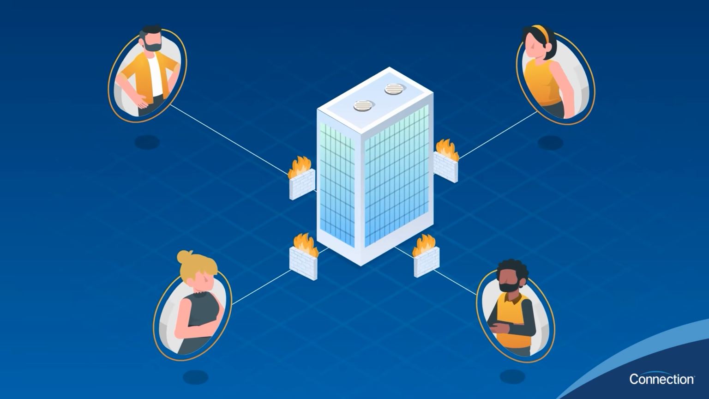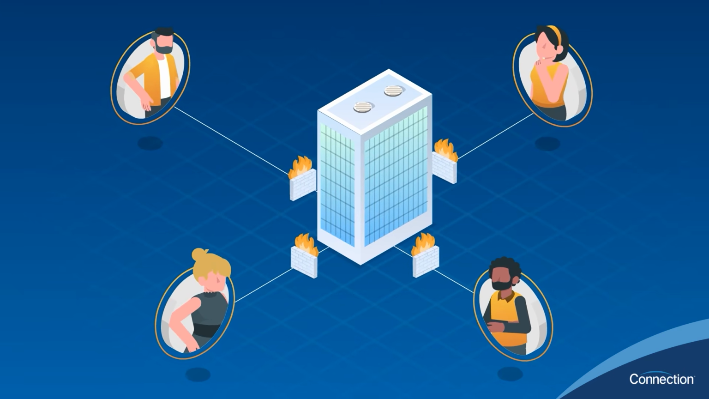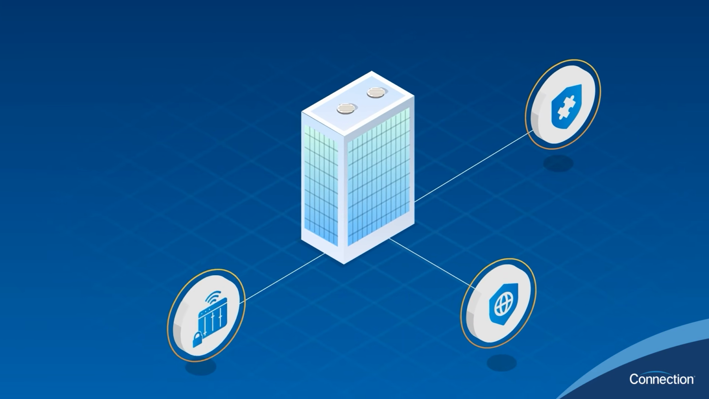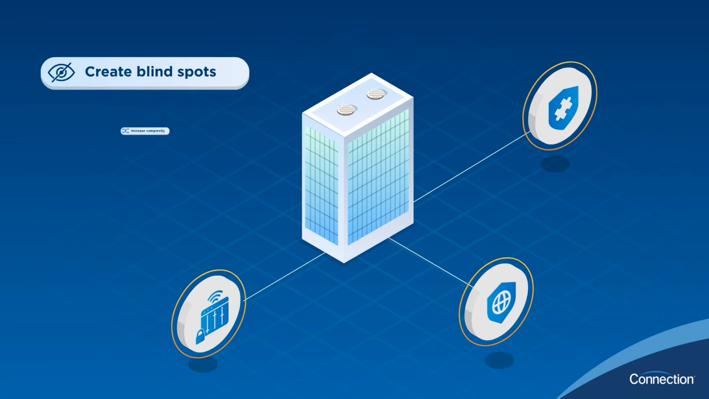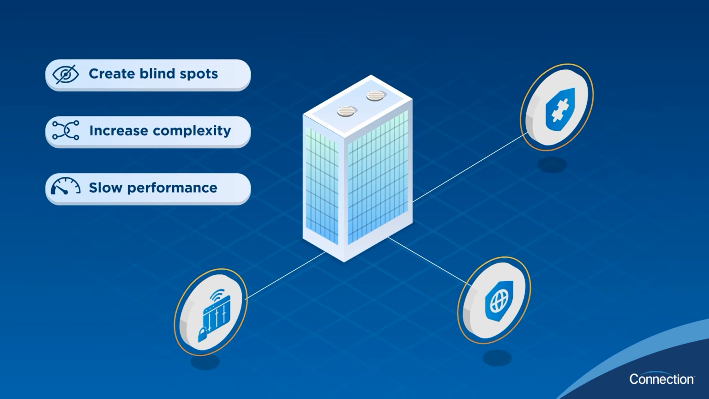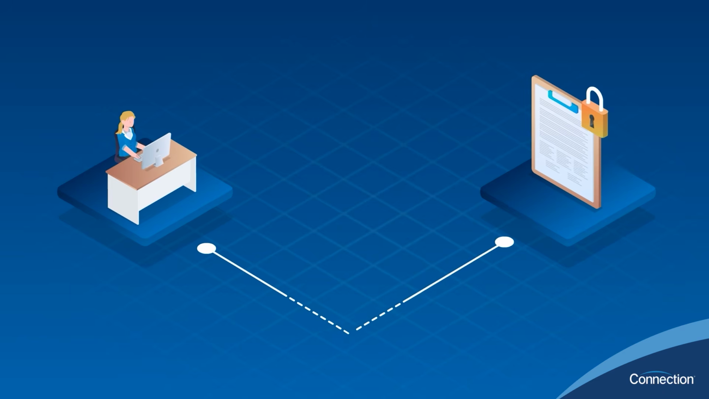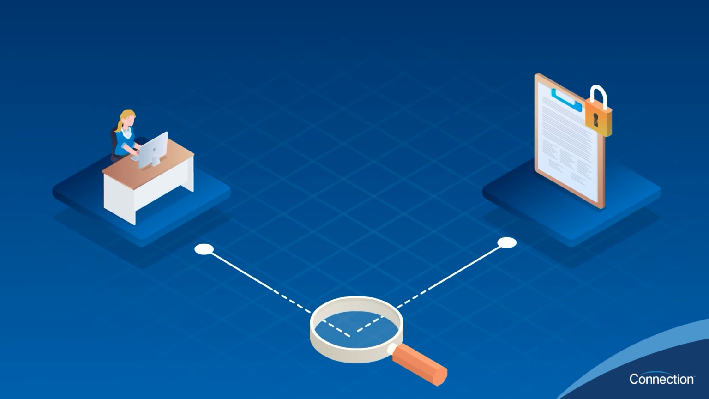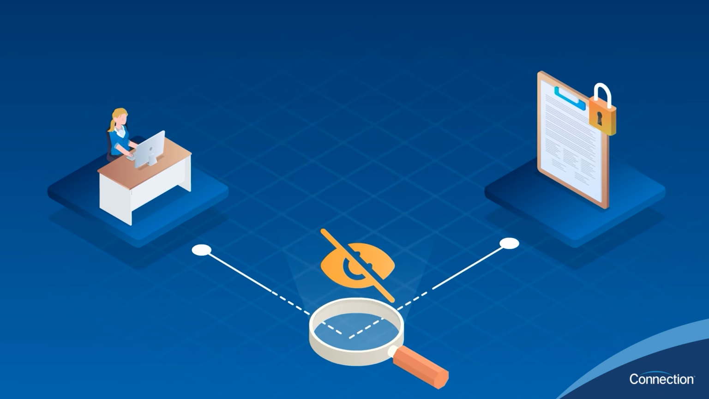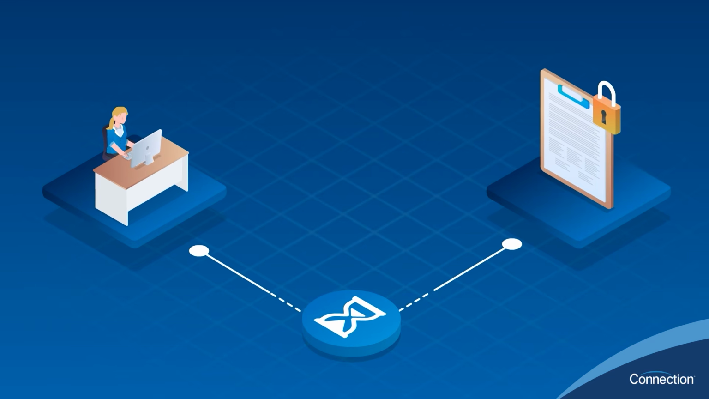But legacy perimeter-based security models can't keep up. Point solutions, VPNs, and static network controls create blind spots, increase complexity, and slow performance. Without consistent, identity-aware enforcement, organizations struggle to protect sensitive data while delivering fast, reliable access to modern applications.